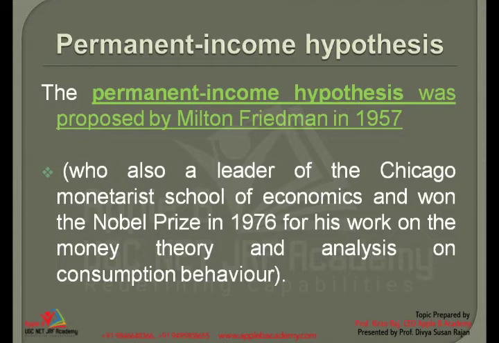So this hypothesis implies that changes in consumption behavior are not predictable because they are based on individuals' expectations. So the permanent income hypothesis was given by Milton Friedman in the year 1957, for which he had also won the Nobel Prize in the year 1976 for his work on money theory and the analysis of consumption behavior. He was a leader of the Chicago School of Economics.